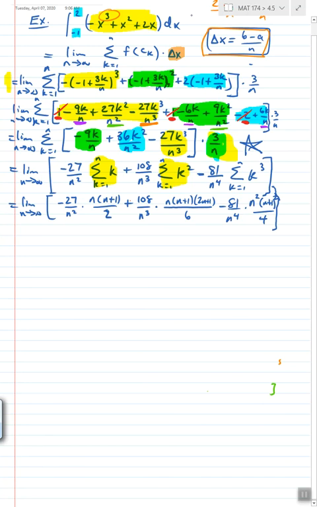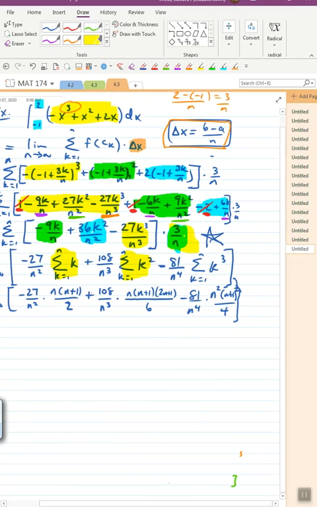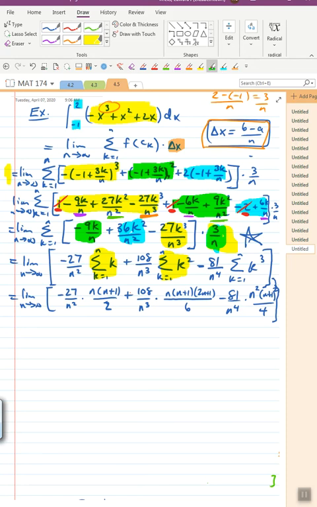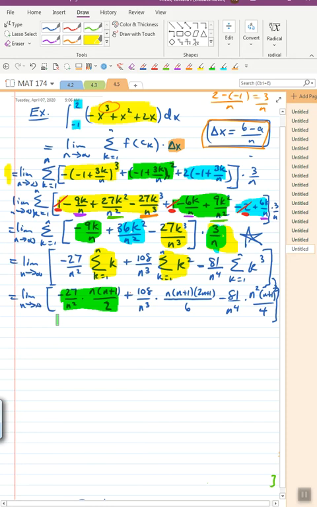Okay, now this next part, I don't mind if you do a little bit of this in your head. You certainly can write out every detail if you want. But when I take the limit of this next part, does everybody see the overall degree of the top will be n squared, and the overall degree of the bottom is definitely n squared? And you know that if those degrees are the same, the limit of a rational function is just the ratio of the leading coefficients.